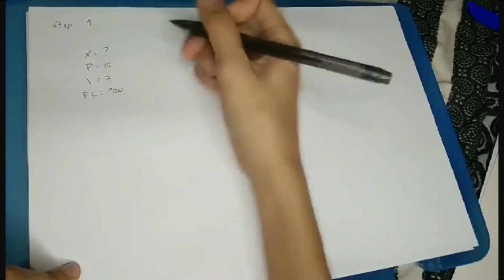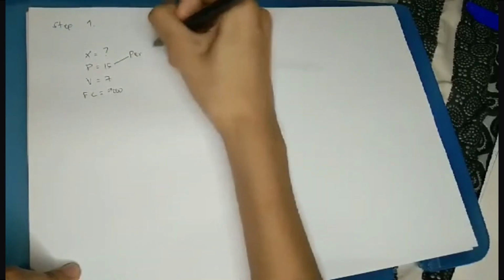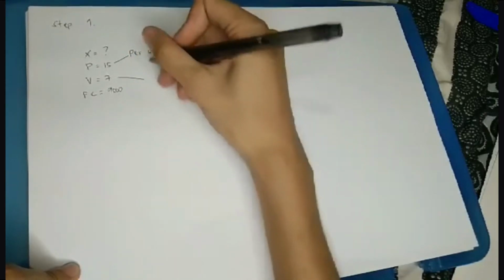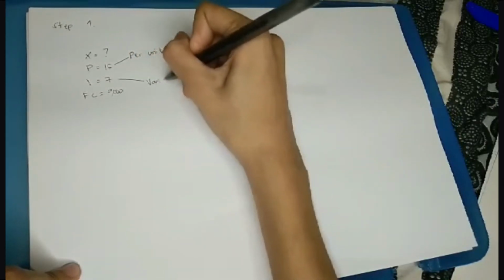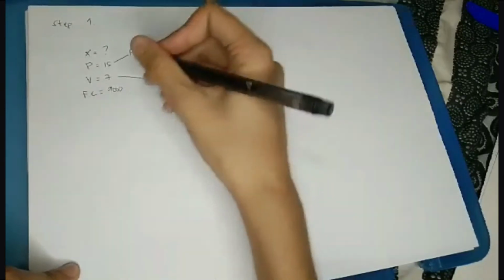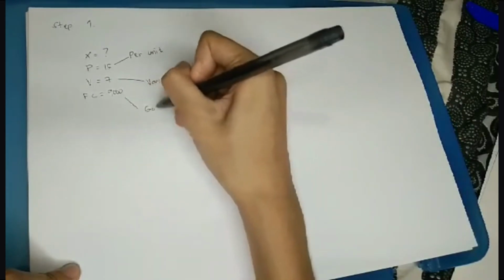And 9,000, this is your fixed cost. Dito pumapasok ang lahat ng puhunan, lahat ng mga nagastos mo. And the X is yung break even. Ito yung hinahanap nating units na ibebenta to reach the 9,000, which is the fixed cost.